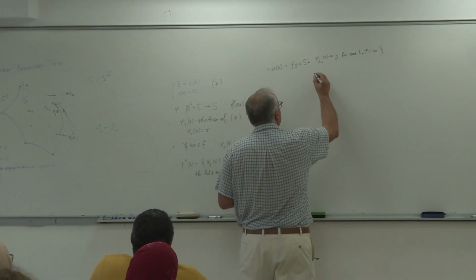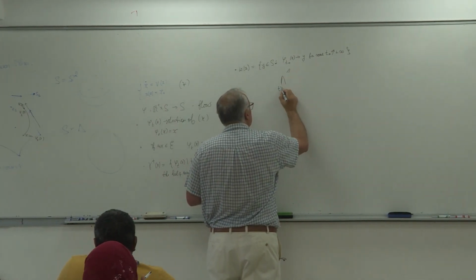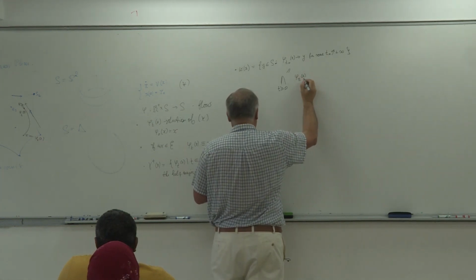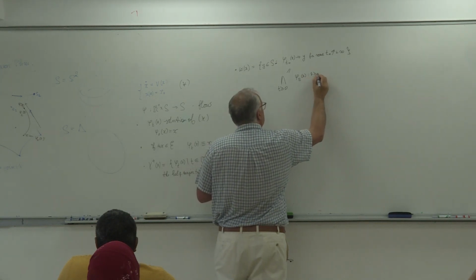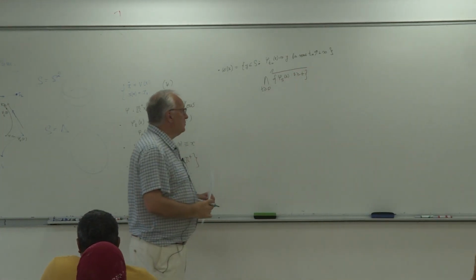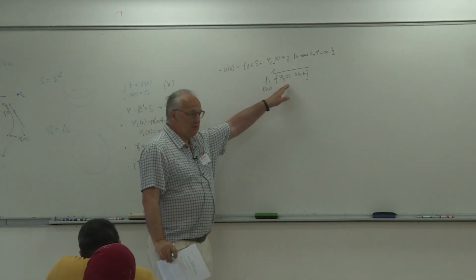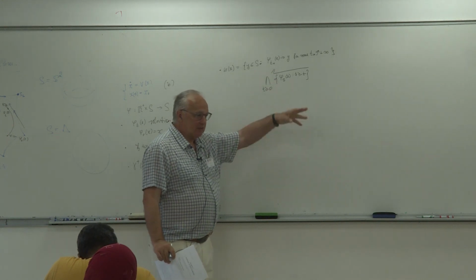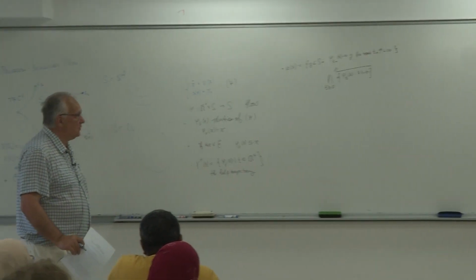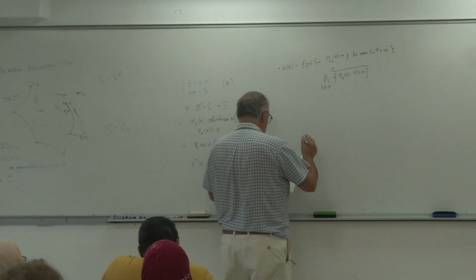One can prove that this is the same as the intersection over all positive t's of the closure of phi s of x, s bigger or equal than t. So you take a piece of the trajectory which starts from point t, then you take the closure of this, and then you take the intersection of all. And this will be the same. It's easy to prove.